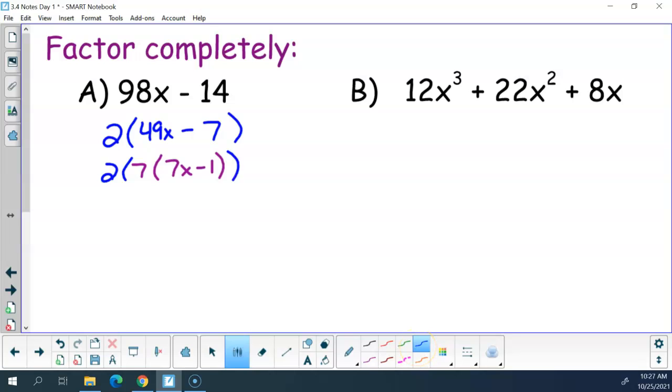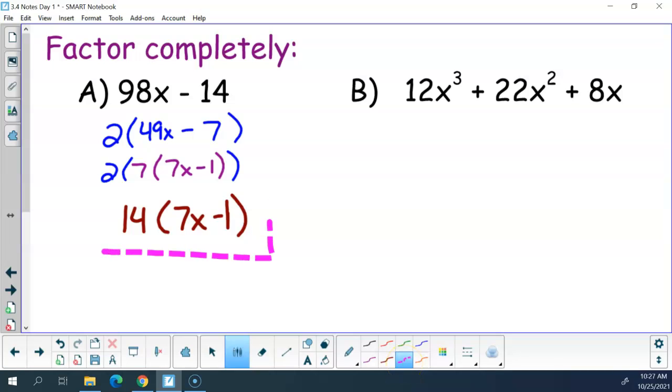So all told, again, that's why we said at the start, if you didn't see that it was a 14 right from the start, there it is, factored all the way complete. Okay. You try letter B.